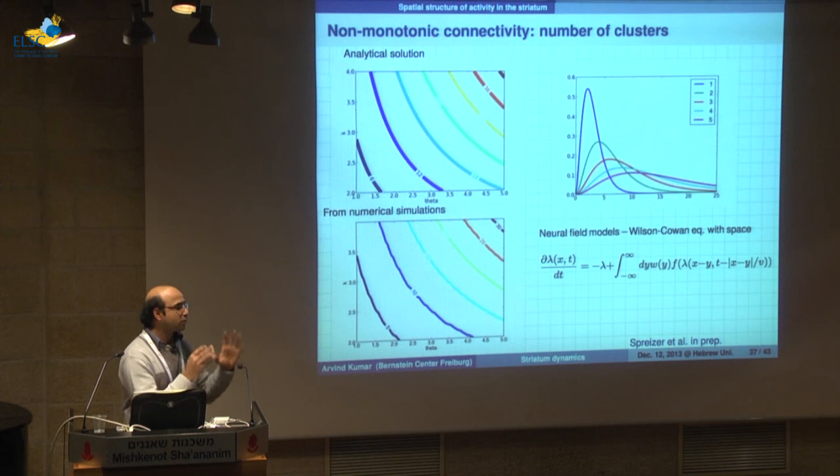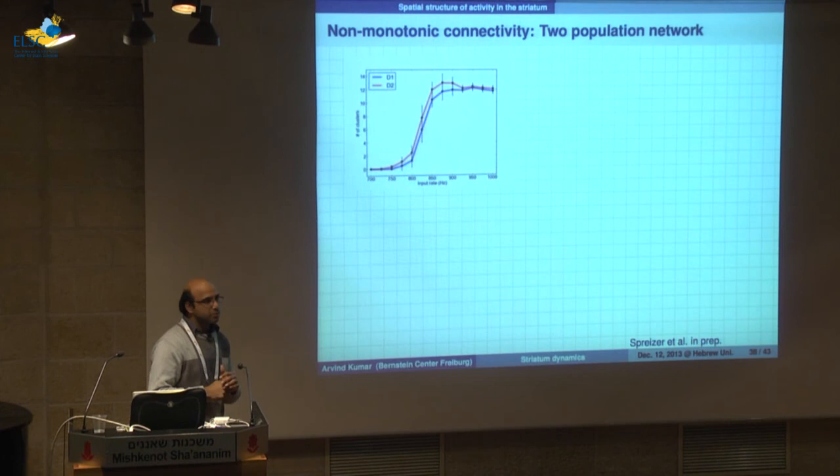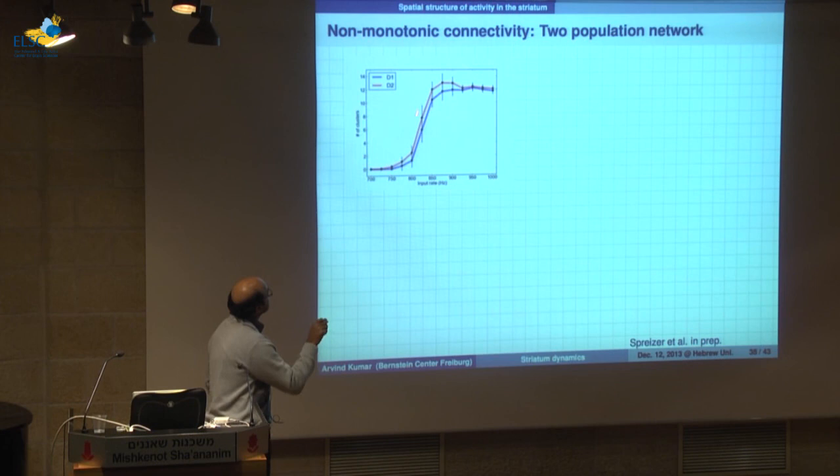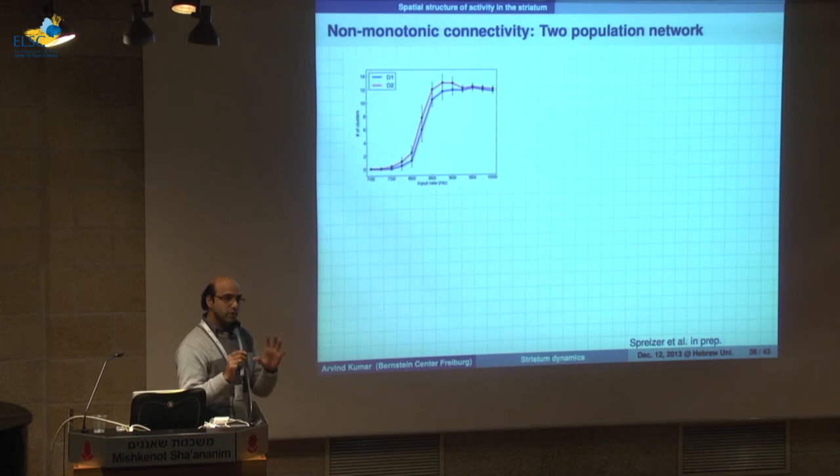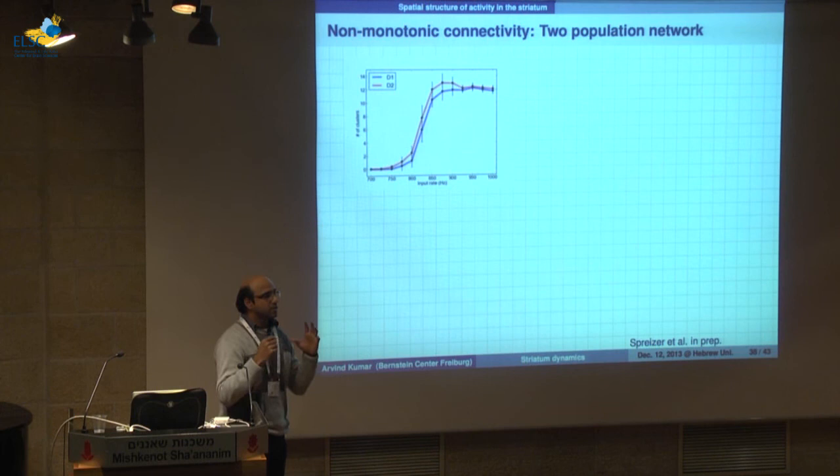I'll give you some numbers now from numerical simulations for D1 and D2 populations, where we change the average input rate and count the number of bumps. This changes in a sigmoid fashion, which gives an idea that there's a weak input regime where the striatum is highly sensitive, where it can very rapidly and in a high-gain way react to the inputs.